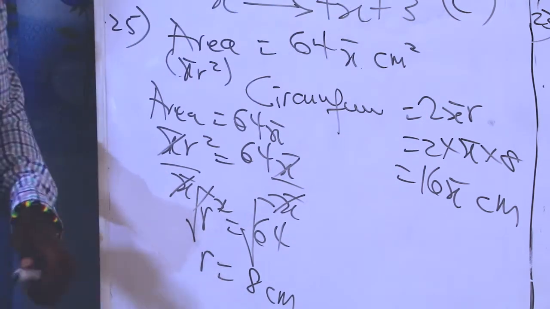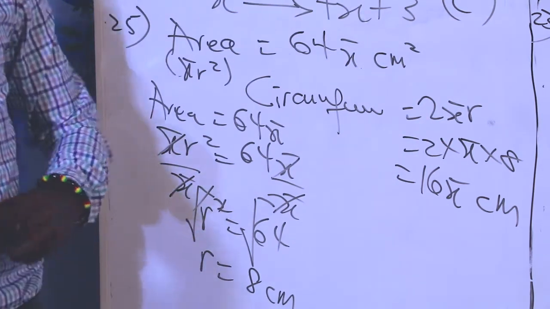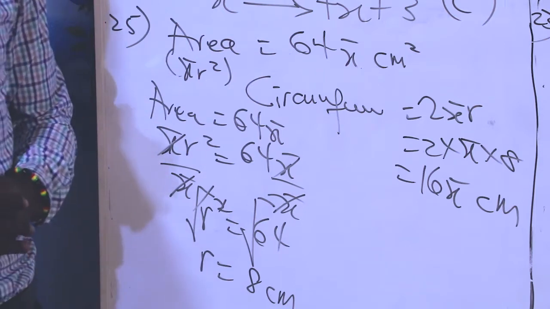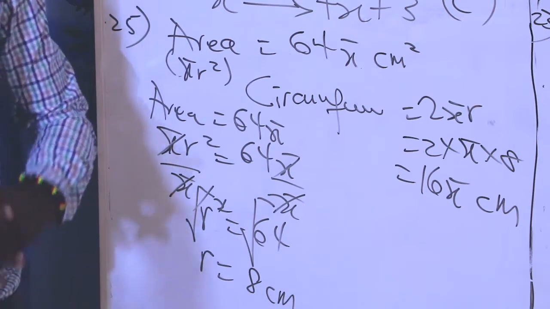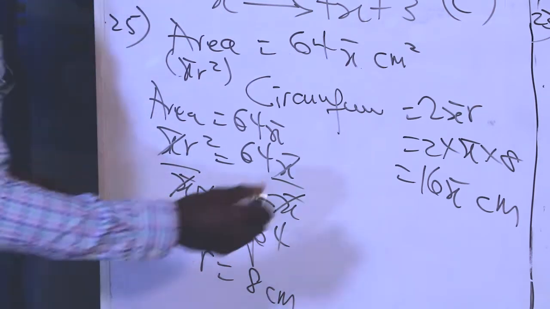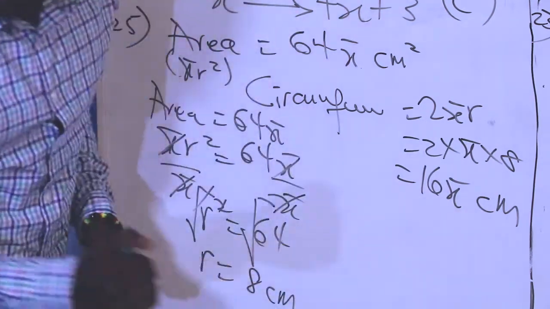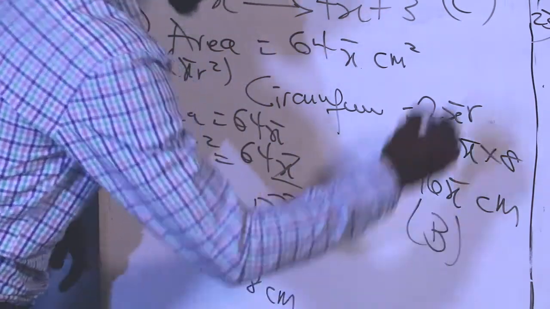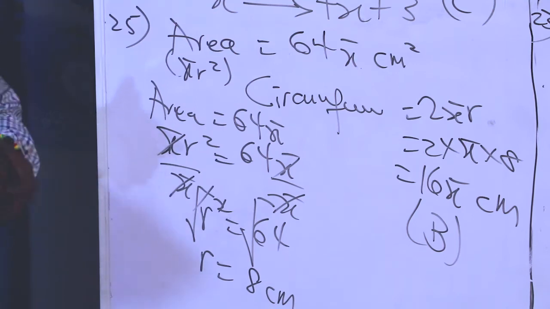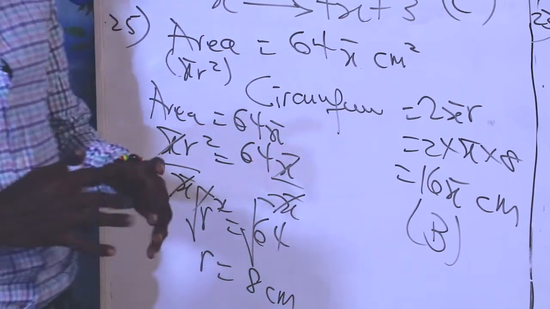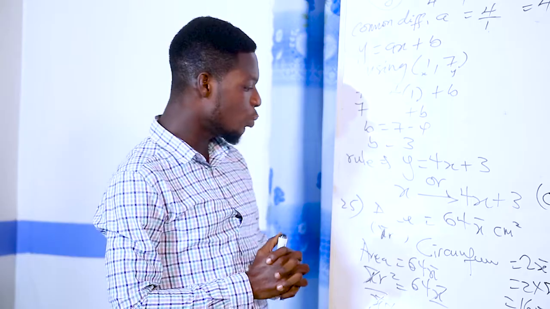Let's look at our possible answers. A, 32 pi, B, 16 pi, C, 8 pi, and D, 4 pi. So our answer is 16 pi centimeters, which is option B. Option B.